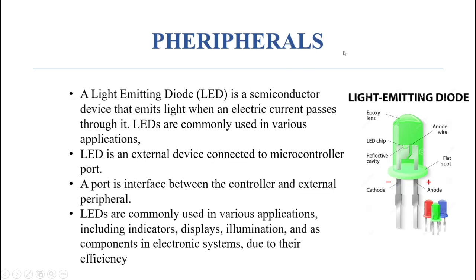Here we can see the peripherals. LED, we are seeing LED. LED means light emitting diode, which is used in several applications, and it works when the electric current passes through this LED, it glows. It is an external device connected to a microcontroller port. A port is an interface between the controller and an external peripheral.